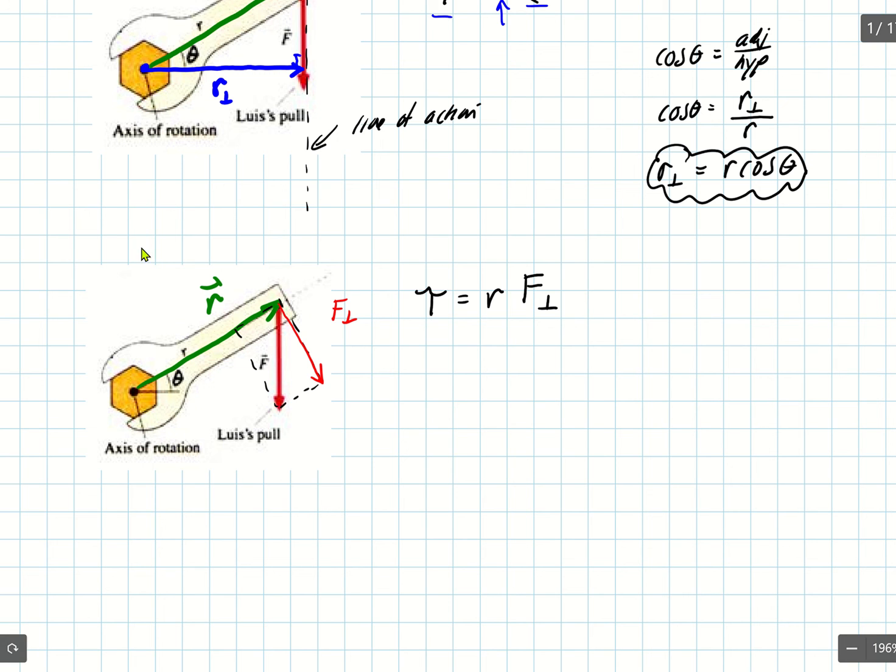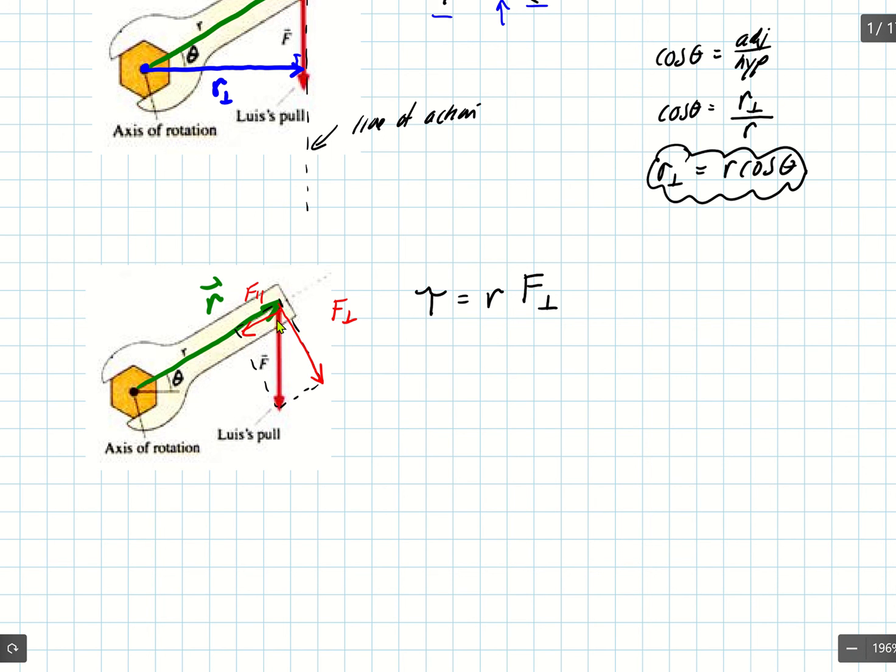Oh, yeah, so we want to break this force vector down into its perpendicular part. Actually, I don't really care about the parallel part, but let's just say there's F parallel. That doesn't do anything in terms of torque. That pushes the wrench into the bolt, but it doesn't result in the twisting action we want to make this wrench rotate. It's all about F perpendicular.